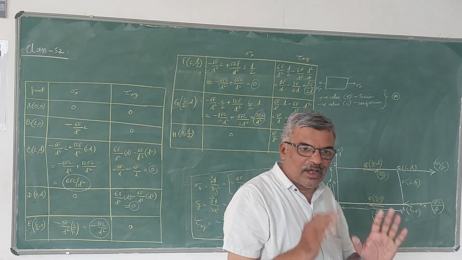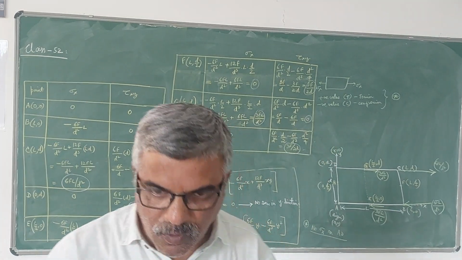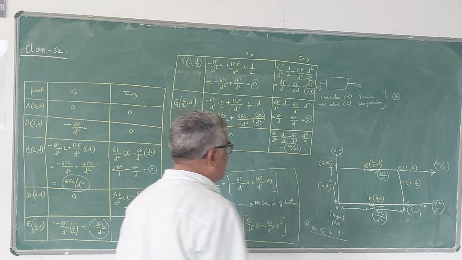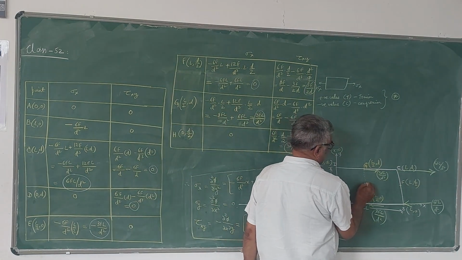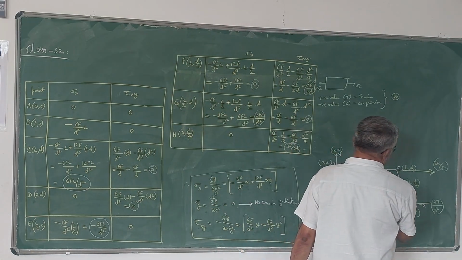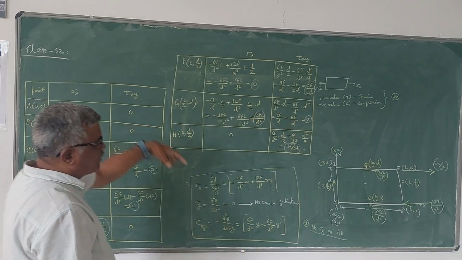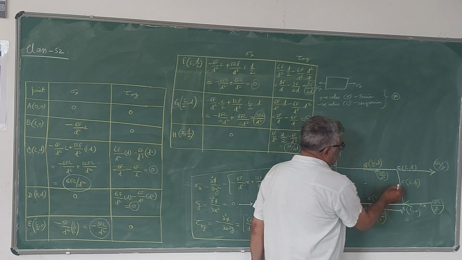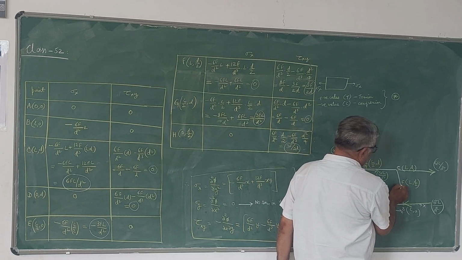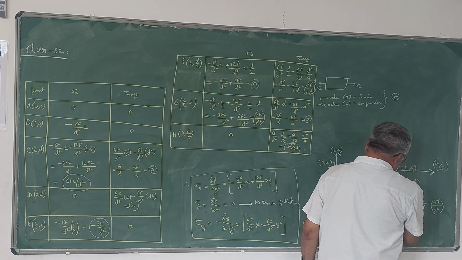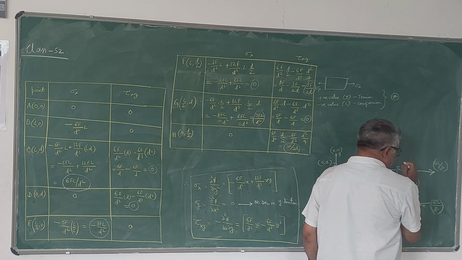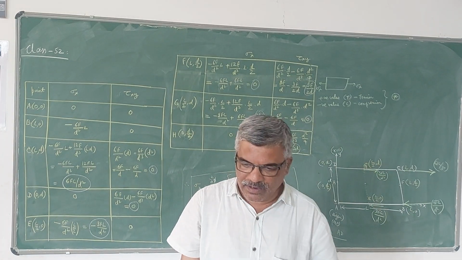Now I have one question. What is the value of sigma x here? F1 is 0, right? Yes, F1 is 0. So that means here it is 0, and here it is 0. Now what are the values of sigma x from here to here? Can you imagine how it will be?